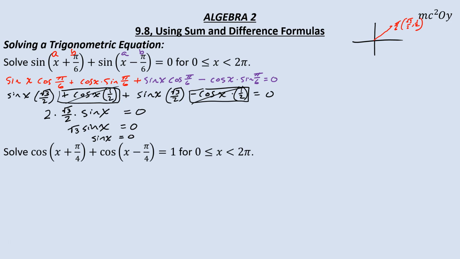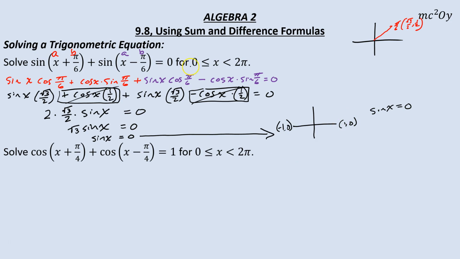Well, where does the sine of x equal 0? Well, think to your unit circle. Where does sine equal 0? Sine is y. Okay, that's our y value. Where does sine x equal 0? Well, our y value equals 0 right here in the unit circle and over here in the unit circle.